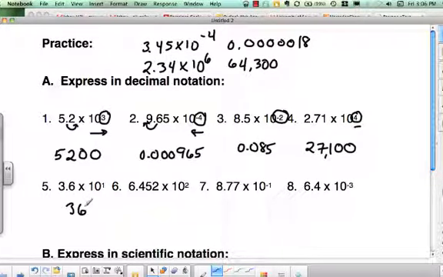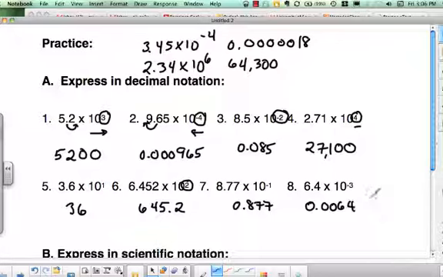36 would be the answer to 5. Positive exponent, so twice, 645.2. 1 time, which only brings it to the left of the first integer. And then this last one, 2 zeros in front of the 64. And there are our answers in decimal notation.